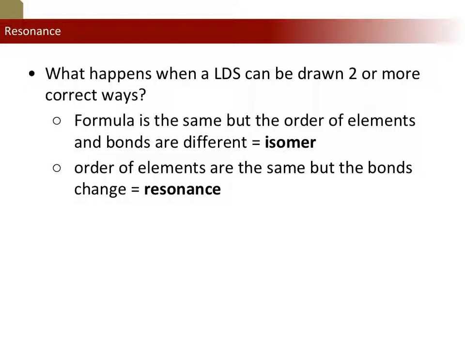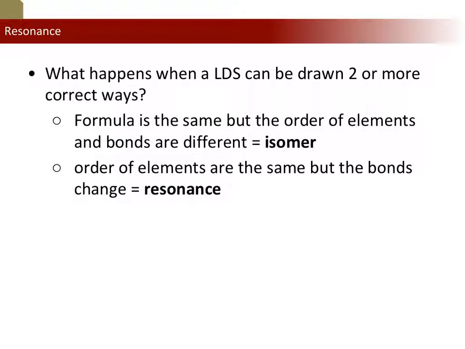What happens when a Lewis dot structure, and that's what LDS stands for, Lewis dot structure, can be drawn two or more correct ways? In other words, you followed all the rules of drawing Lewis dot structures. You've placed all the electrons appropriately, but there's more than one way in which that Lewis dot structure can be drawn.